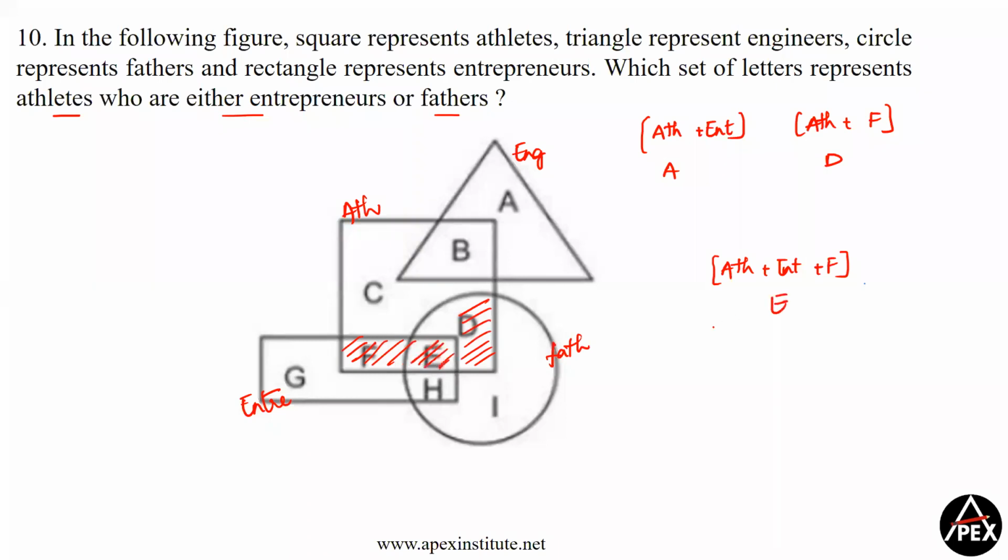Sir, athletes plus entrepreneurs you mark as F, sir. You kept it as D. Okay, F. So this is athletes and entrepreneurs. It should be F. Yeah. So only athletes and entrepreneurs, it is F.